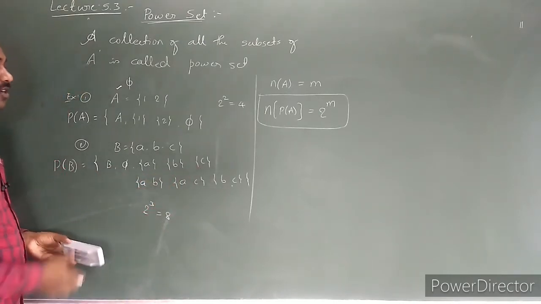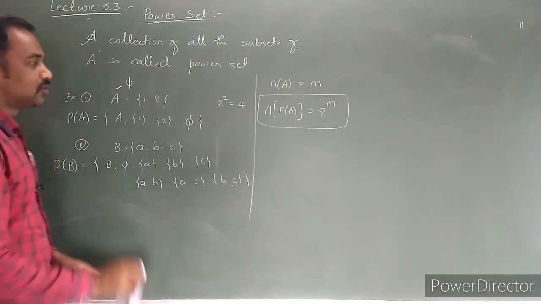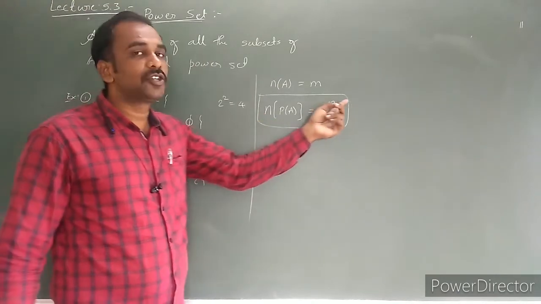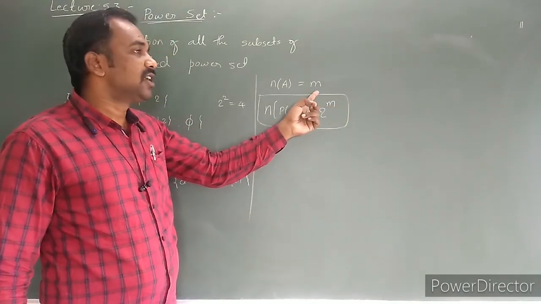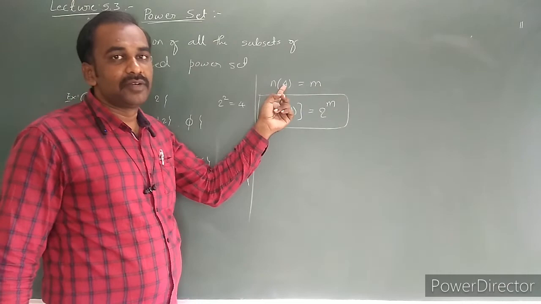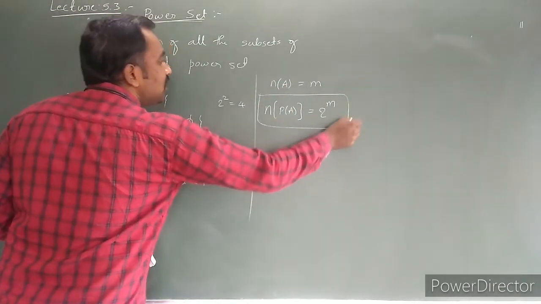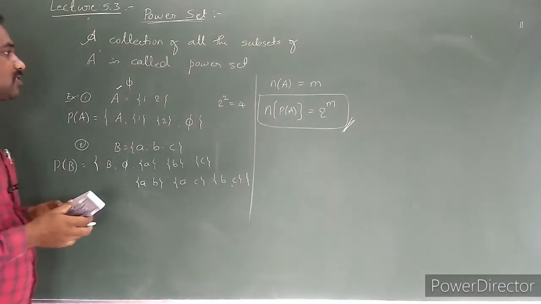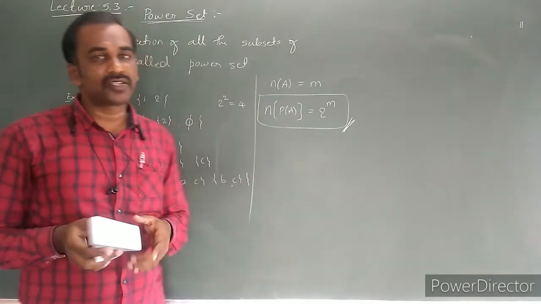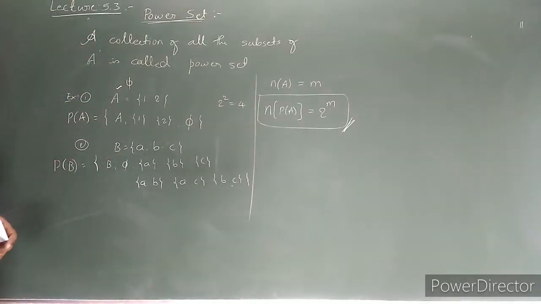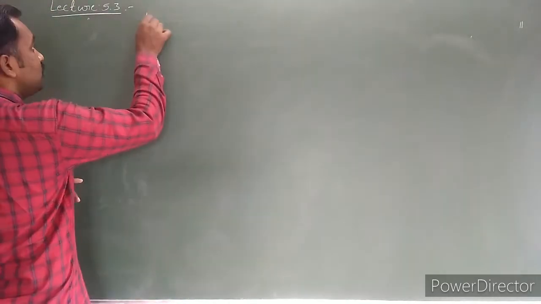8 elements, got it. So this is the formula to find the number of elements present in a power set: 2 power m, where m is the number of elements present in a given particular set. Very important formula or very important definition. Based on this definition, we will sometimes get 1 mark questions. So it is a very important type of question. Now the next thing is inversion.